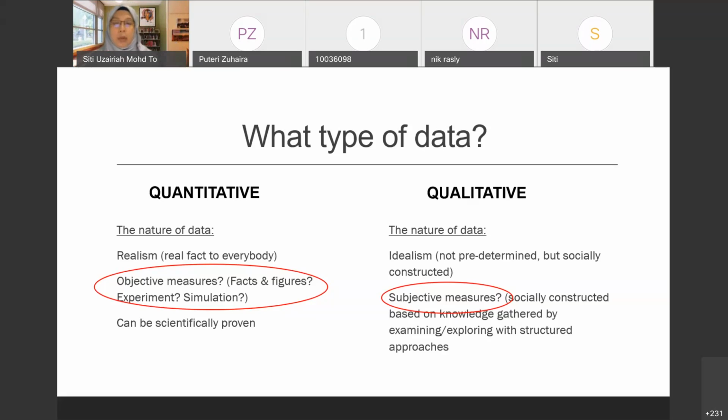So I hope you are clear on what is quantitative and what is qualitative. It is very clear how to differentiate between these two. If you can count, if you want to measure, it is quantitative. If it's to understand why, to explore why things happen, it is qualitative. Okay, so those are the two types of data.